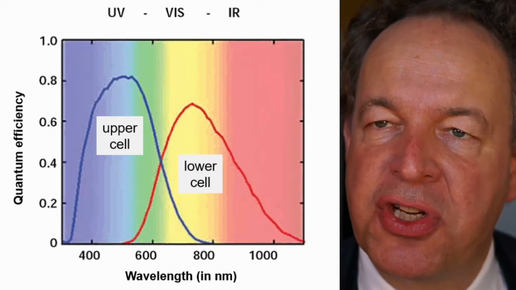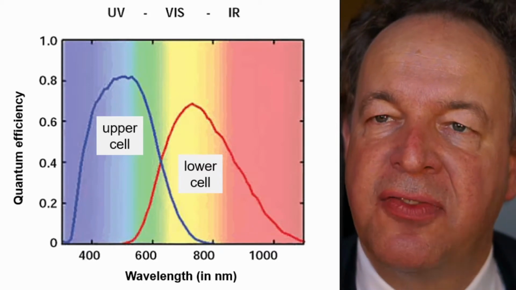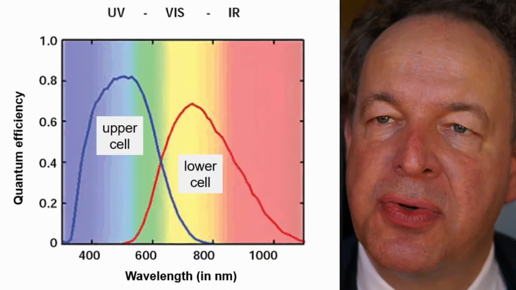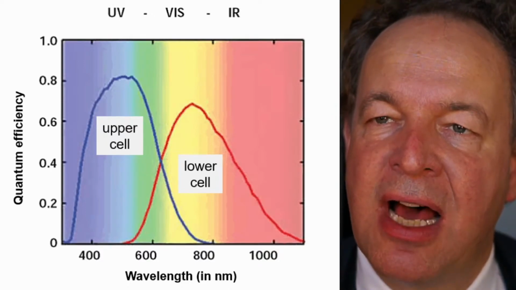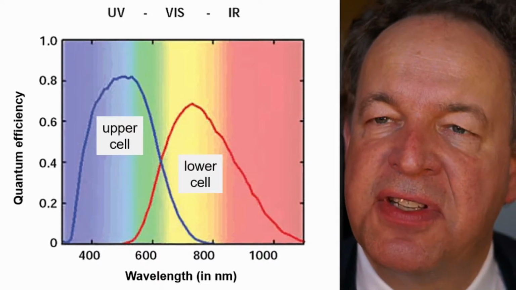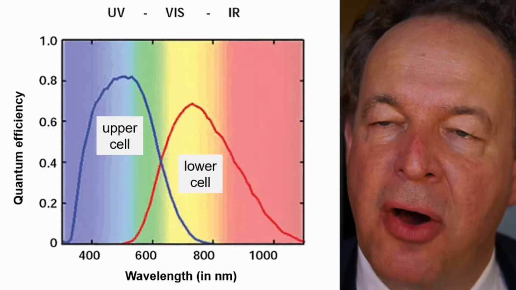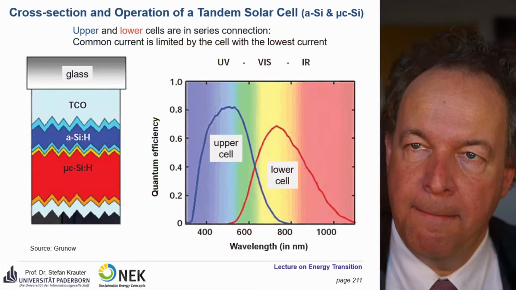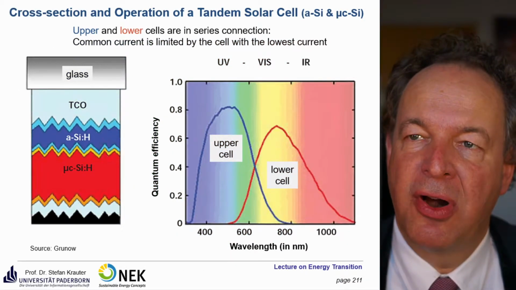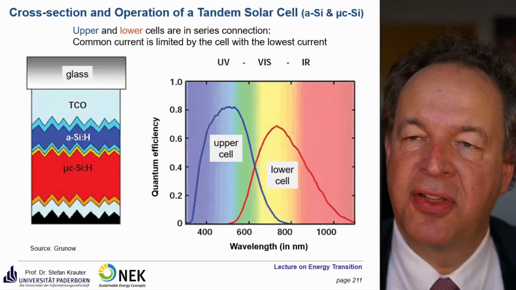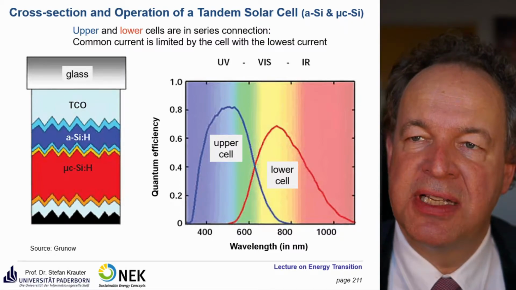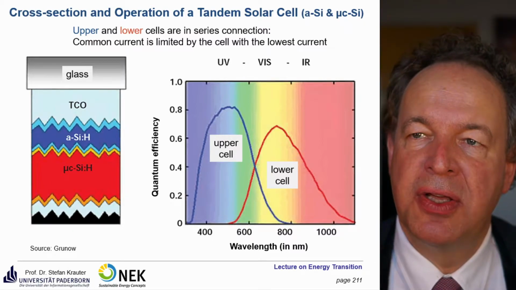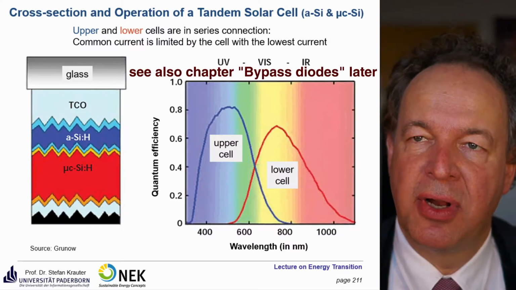On the right side, you see the combined spectral efficiency. The upper cell is more sensitive in the region from 400 to 600 nanometers, while the lower cell in red color is more sensitive in the vicinity from 700 to about 900 nanometers. So we have a problem if you have very extreme illumination with only very low or very high wavelength: one cell is working very well, but the other cell is blocking due to the lower current in this solar cell.